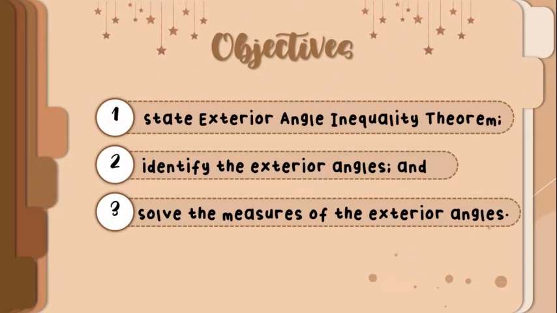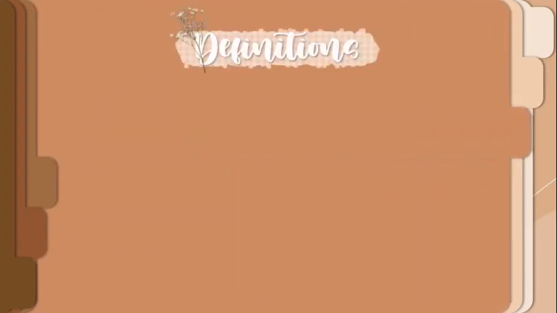In our lesson, we are going to achieve the following objectives. First, state exterior angle inequality theorem. Second, identify the exterior angles. And lastly, solve the measures of the exterior angles.